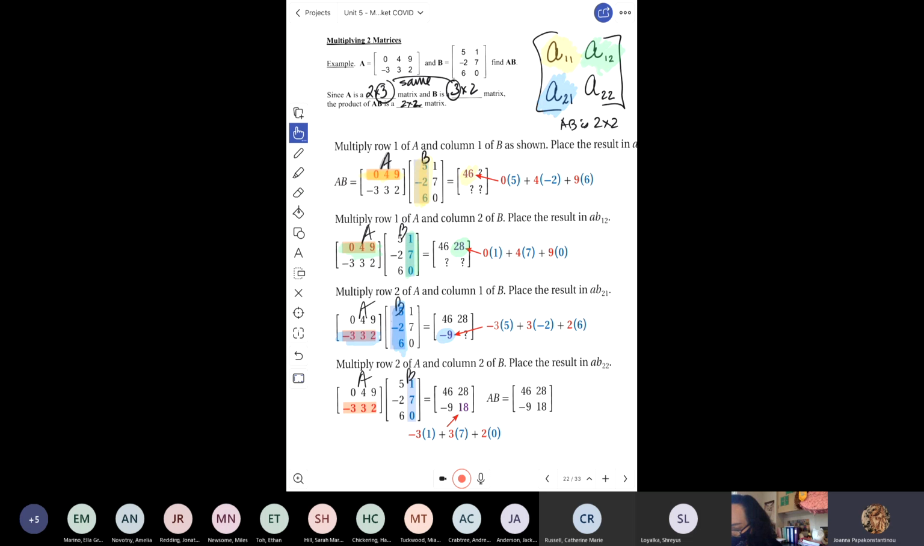I'm trying to establish a pattern for you. To get the 2, 2 position in our final matrix, I'm looking at the second row of A, the second column of B.